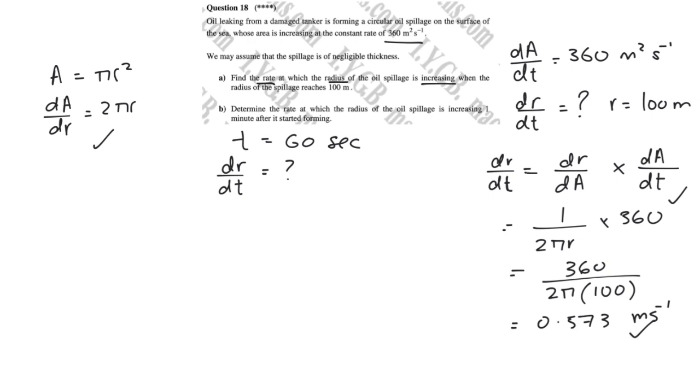360 over 2 pi r, or 180 over pi r. So what does that mean? That means that we need to find out the radius after 60 seconds. Now, we have to assume over here that the rate is constant. So we are given 360 meters squared per second.